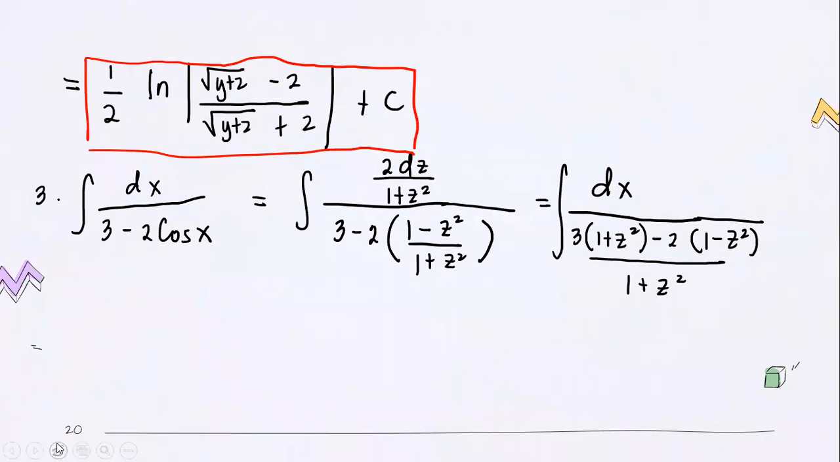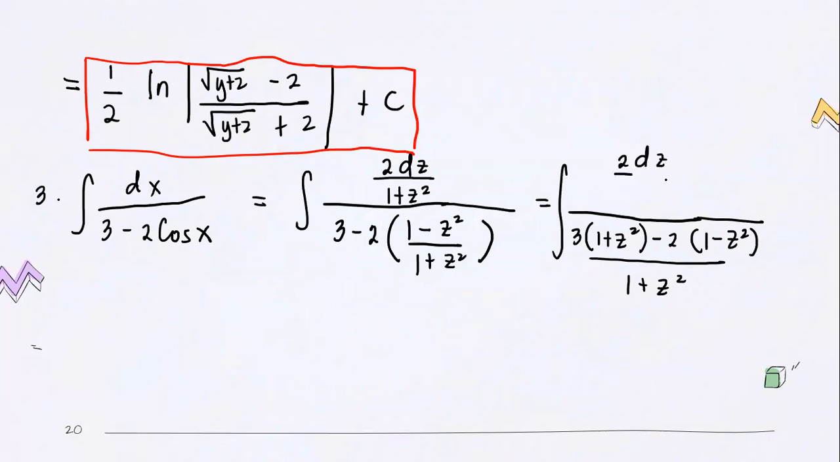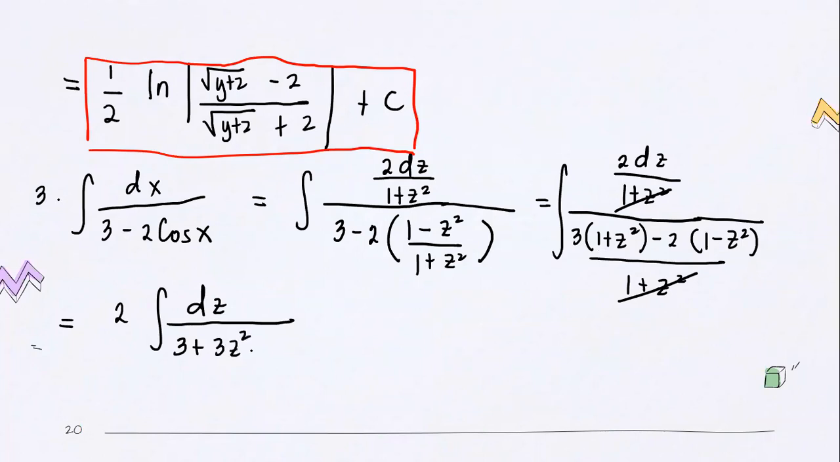Okay, therefore this one also 2 dz over 1 plus z squared. Cancel, equal to 2 integral of dz over 3, distribute your 3, that is 3 plus 3z squared minus 2 plus 2z squared, equal to 2 integral of dz over 3 minus 2, that is 1. Therefore 3 plus 2 is 5. 1 plus 5z squared.